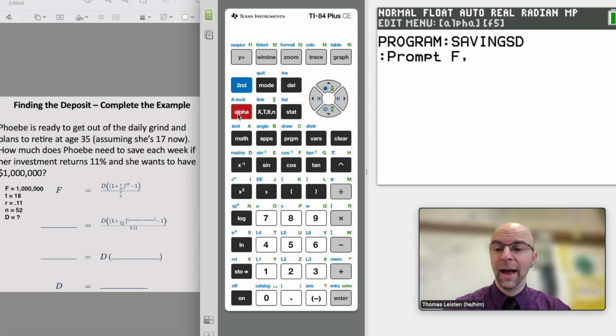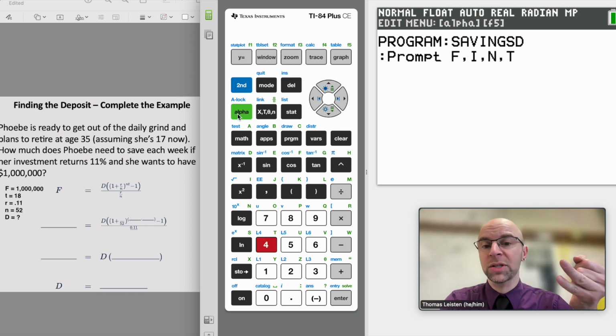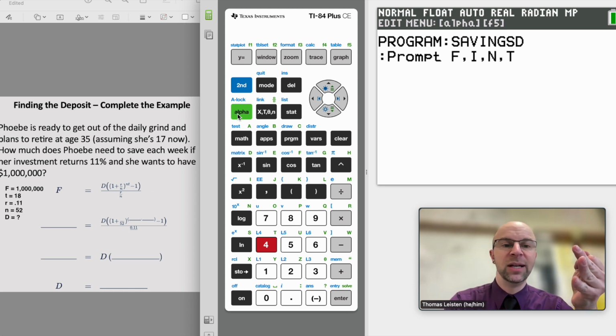We're going to do I for interest rate. We're going to save R for something else later on. We'll do alpha N, comma, alpha D, alpha T. That way, the calculator is going to ask us, what's the future value? What's the interest rate? How many times are we doing this per year? And for how many years? Hit enter, we're going to go to a new line of code.